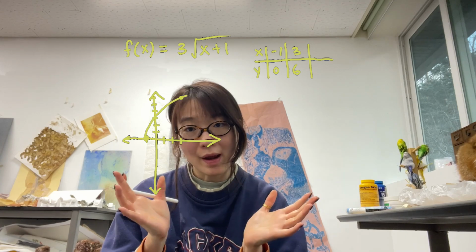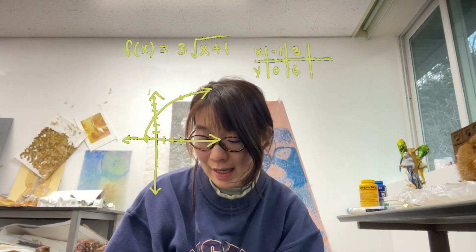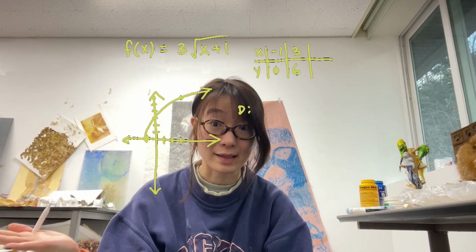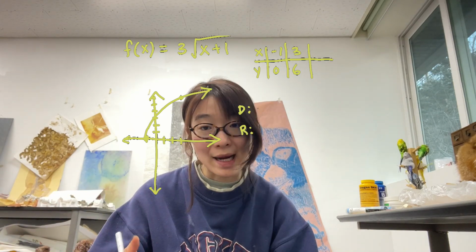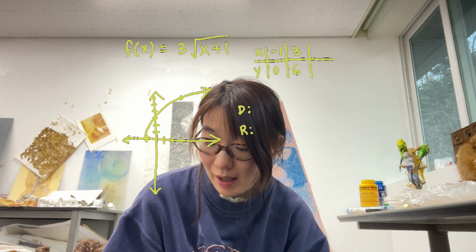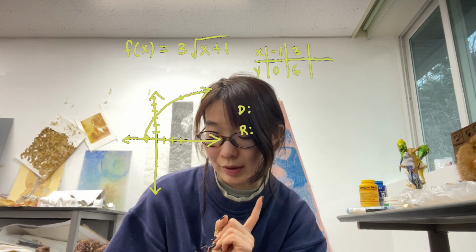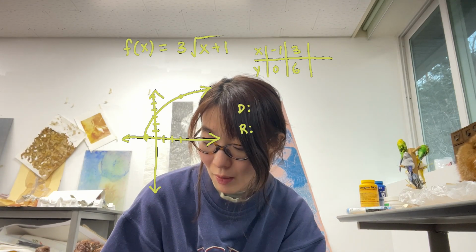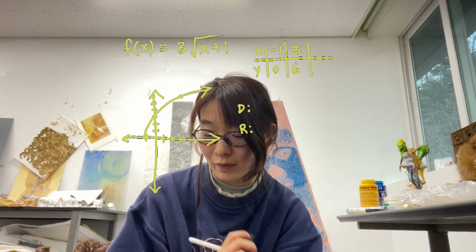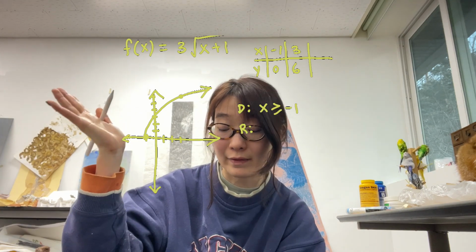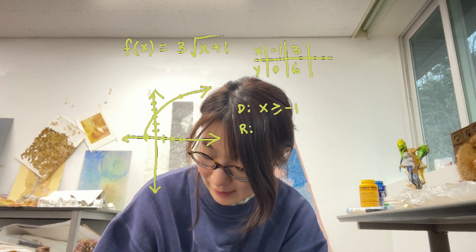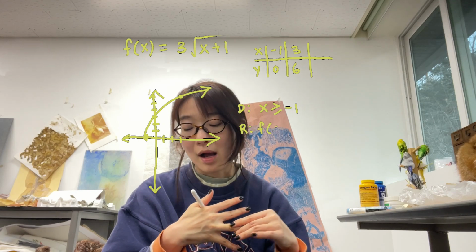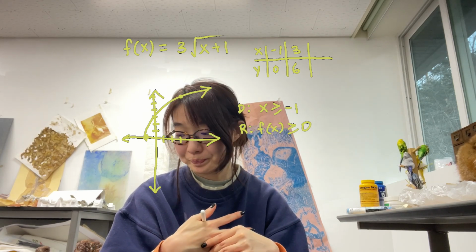If you think about it, what is our domain? Our domain would have to be all positive values that are bigger than or equal to negative 1. So x is bigger than or equal to negative 1. And what about my range? My range is all positive values that are bigger than or equal to 0.